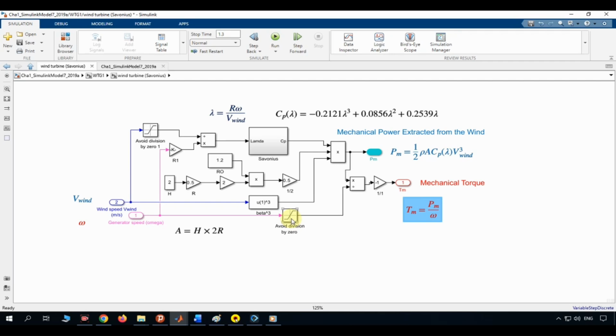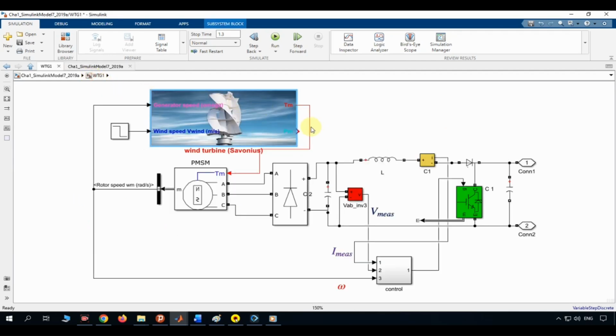Once the mechanical power is calculated, the mechanical torque is obtained by dividing the mechanical power by the generator speed. This torque, Tm, is then sent out of the wind turbine block and used to mechanically drive the generator. That generator is a permanent magnet synchronous machine, referred to as a PMSM.